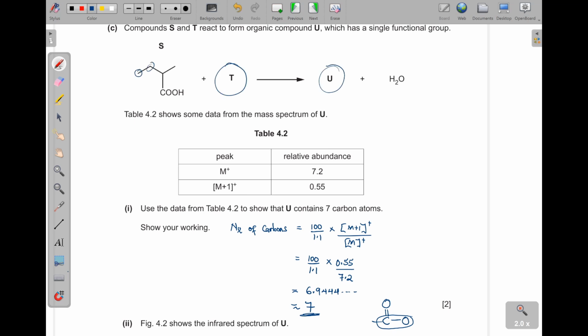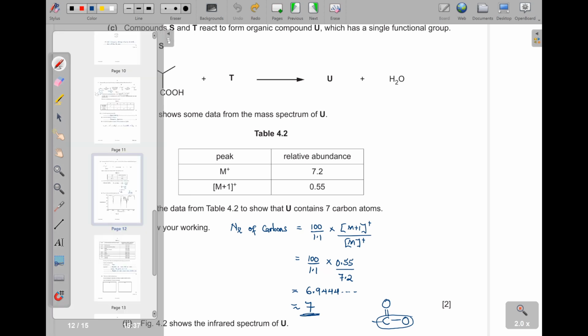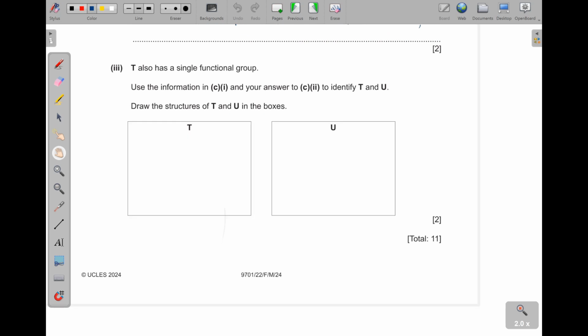So since this is 1, 2, 3, 4, 5, this one has 7 carbon atoms. So we shall get OH, then this one has to be CH2, CH3, such that this one loses the H, then the OH here, and then we shall get these 2 carbons plus the 5 here to get the 7. You see that?